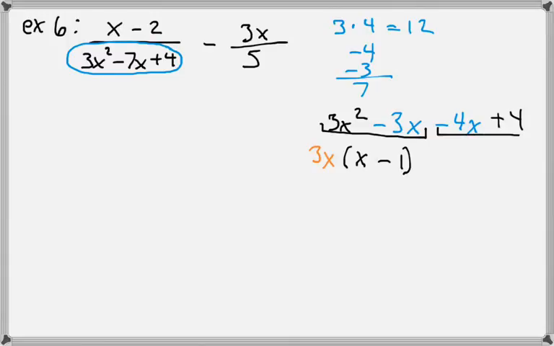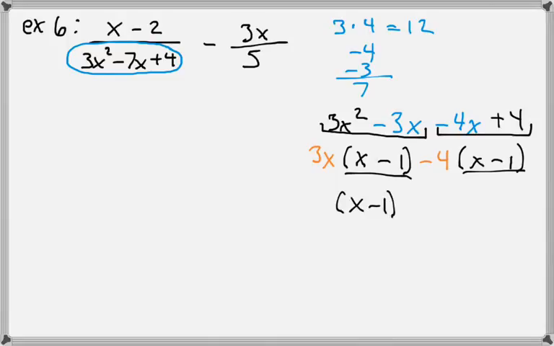Then I'm going to look and factor out the next ones. So here I can factor out a negative 4. And that is going to leave me with an x minus 1. And here's where we're looking. These should be the same if we factored correctly. They are. So that's going to be one of them.